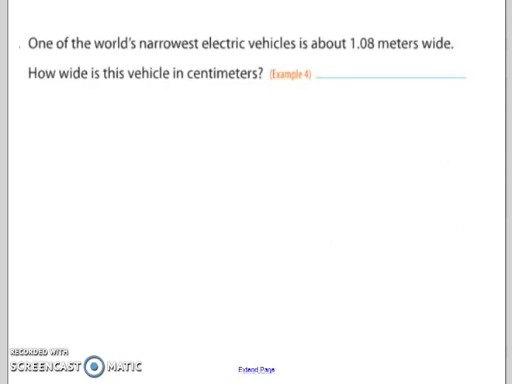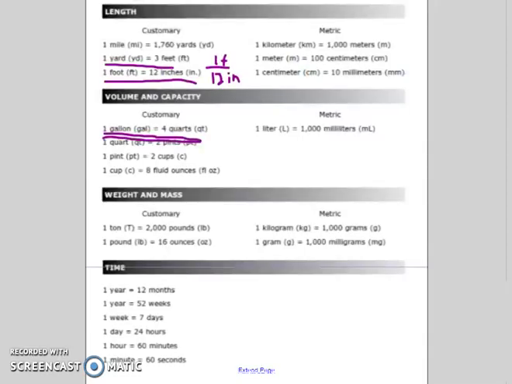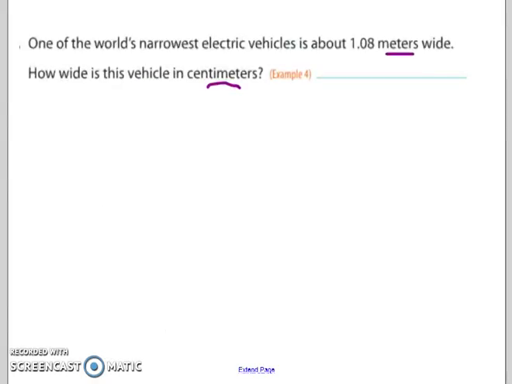Now we're going to have one more problem. Okay. In order to solve this problem, first we need to know the conversion rate of meters to centimeters. So our conversion rate from meters and centimeters is right here. Okay, 1 meter equals 100 centimeters. So go ahead and pause the video here and see if you can solve this problem.